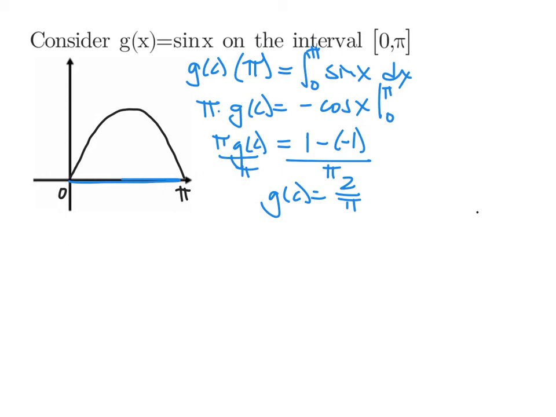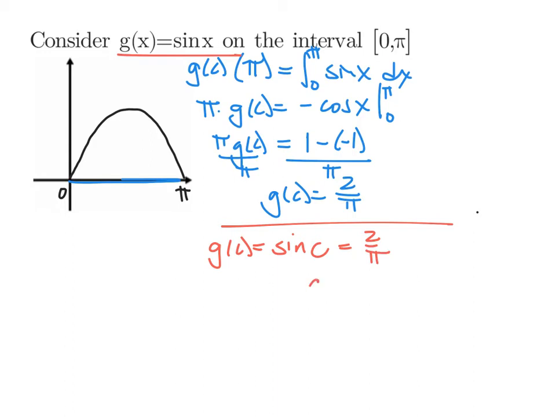To find out where that happens, g of c is equal to the sine of c when we plug it into this function, and its value is 2 over pi. So to solve for c, we would just take the inverse sine of 2 over pi. And if you go to your calculator and calculate that, you'll get about 0.690, right, which means about right here, where we'll have a rectangle.